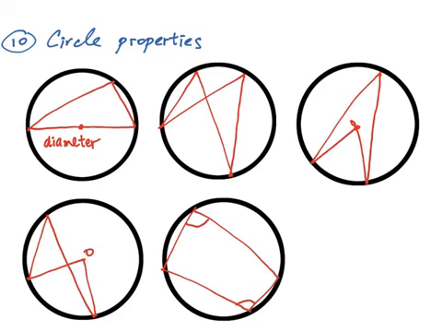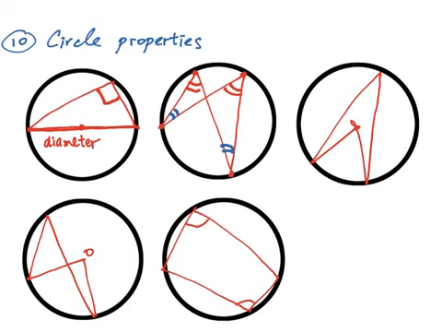If it is a diameter passing through the center, then we know it is a right angle. Second one, if 4 points on the circumference look like a butterfly, this angle equals this angle, and this angle also equals this angle.